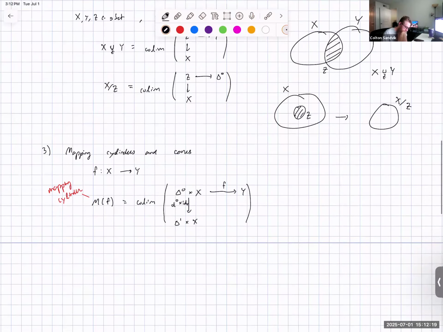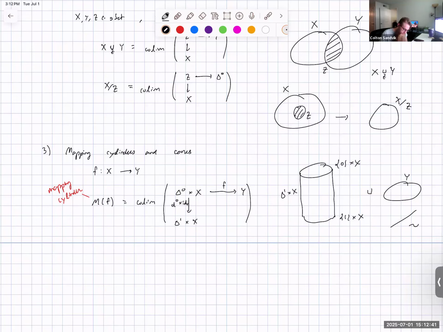So you've seen this in topology. We have this cylinder, which is delta 1 cross X. On the top, we have 0 cross X, and on the bottom, we have 1 cross X. We're not doing anything to the 1, but we're gluing together with a copy of Y, and we're quotienting out by this relation that (0, x) should be identified with f of x.